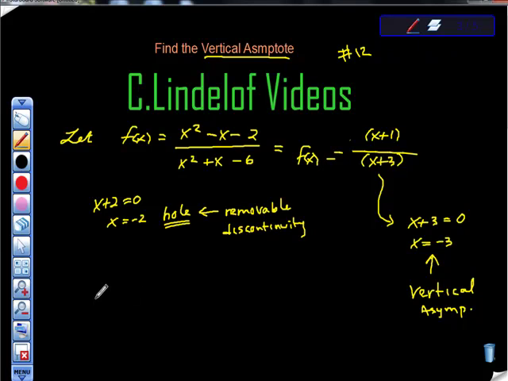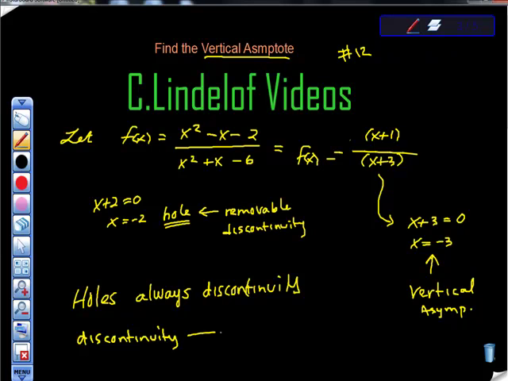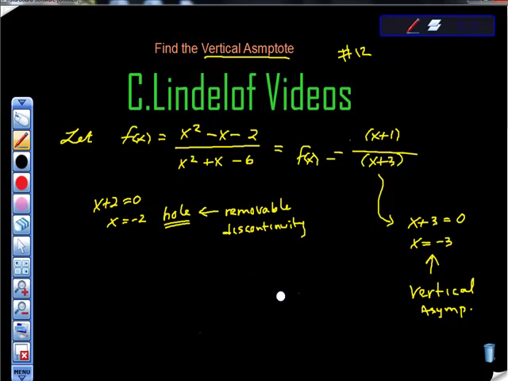I want you to remember this, and I'm not trying to confuse you, but holes are always discontinuity. However, not all discontinuities are holes. It's a really important distinction because for you to be asked if there's a discontinuity, your professor or the AP may require that you be able to discriminate between what kind of discontinuity you have. So those are the two types. There's also something called a jump discontinuity, which we'll talk about at a later date, but these are the ones I wanted to talk about now.